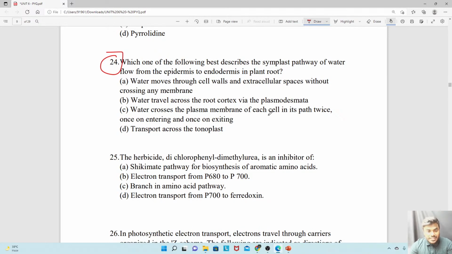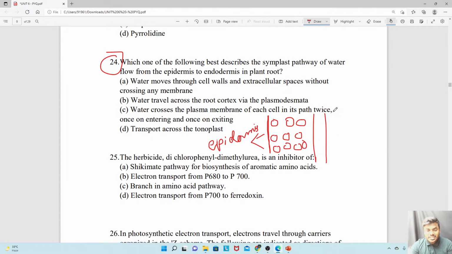Okay, so friends, all the students listen to me. This is the root hair, nothing but epidermis. After epidermis, what is there? Cortex. Cortex contains what cells? Cortical cells. After that endodermis, after that xylem. This is what we study.